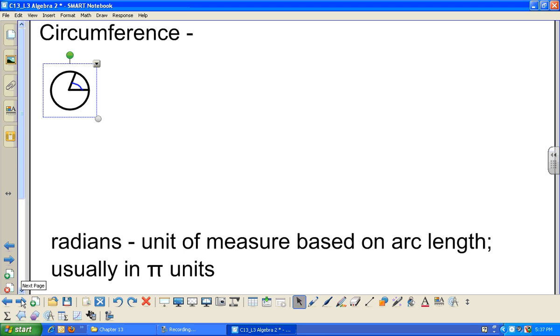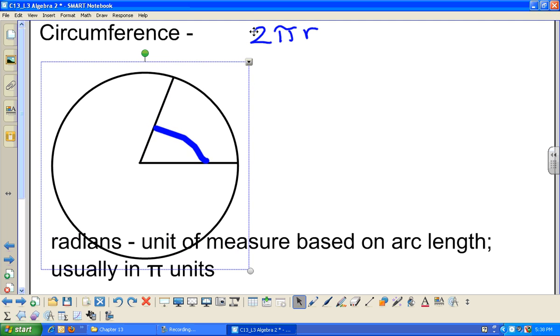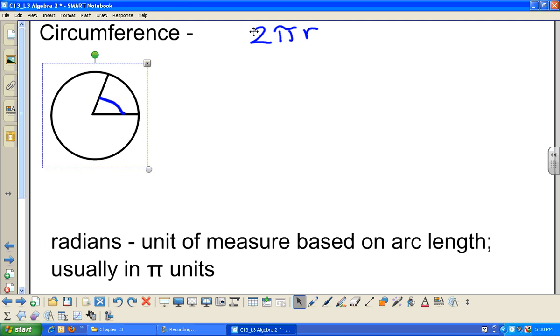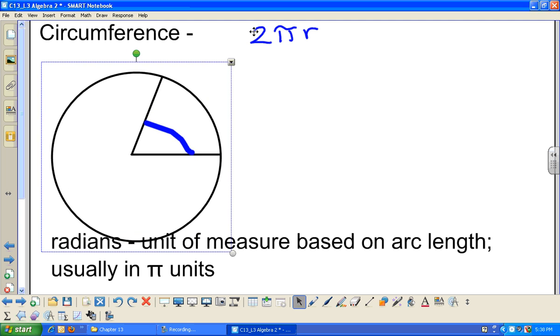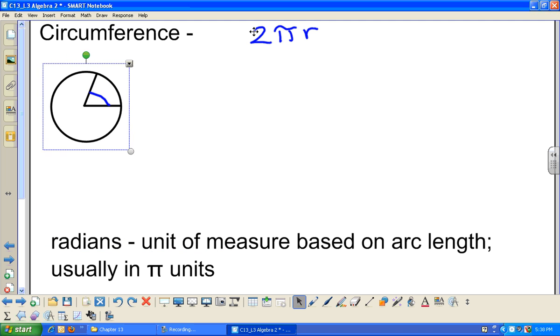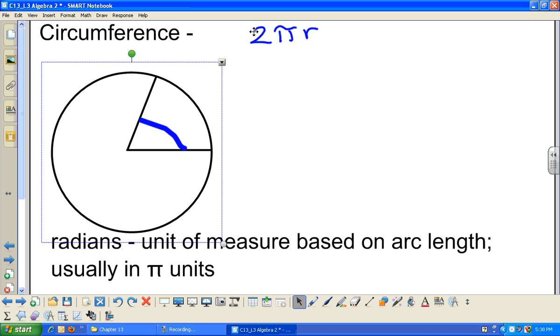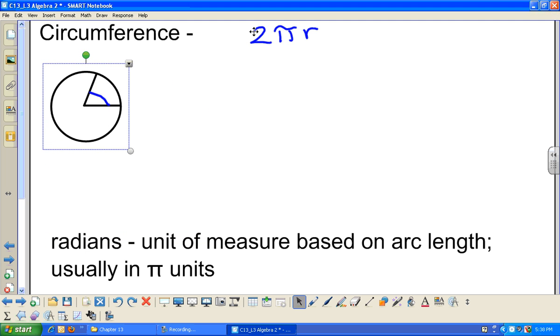When I'm talking about circumference, the formula for circumference is 2 pi times radius. Now if I'm looking at this circle here, if I increase the circle, the radius is increasing. If I'm looking at just the angle in the circle, the angle measurement does not change. As it gets smaller or larger, the angle measurement stays the same. Now the arc length is getting larger as I increase the radius.